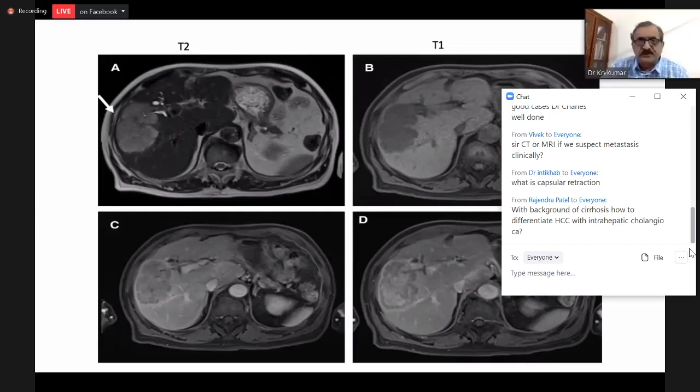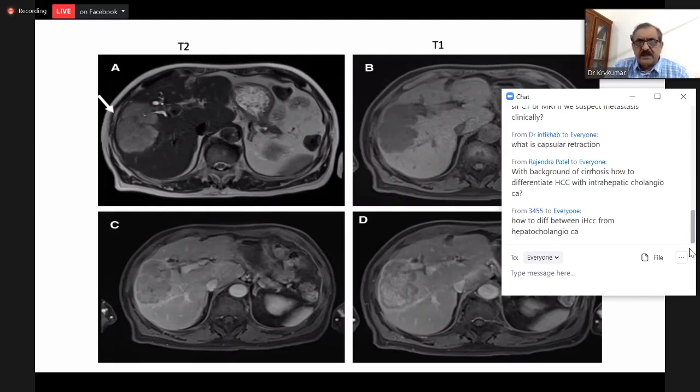Two further questions. What is a capsular retraction with reference to this cholangiocarcinoma? And then with the background of cirrhosis, how to differentiate HCC from intrahepatic cholangiocarcinoma? Good question.